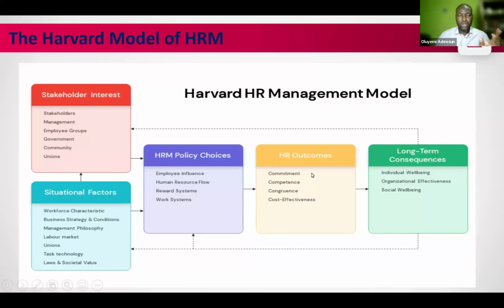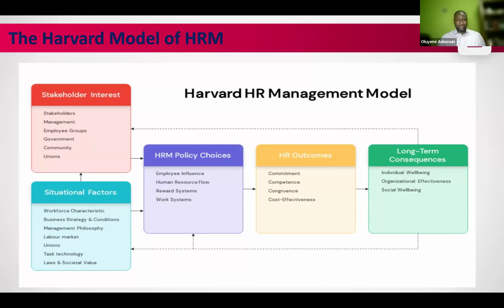Commitment. Competence, congruence, and congruence can also mean alignment. Then cost effectiveness. Then it now goes on towards long-term consequences. And the three key long-term consequences are three-dimensional. The first angle here is the what? Individual well-being, the employee's well-being. Then organizational effectiveness. And last but not the least, societal or social well-being.